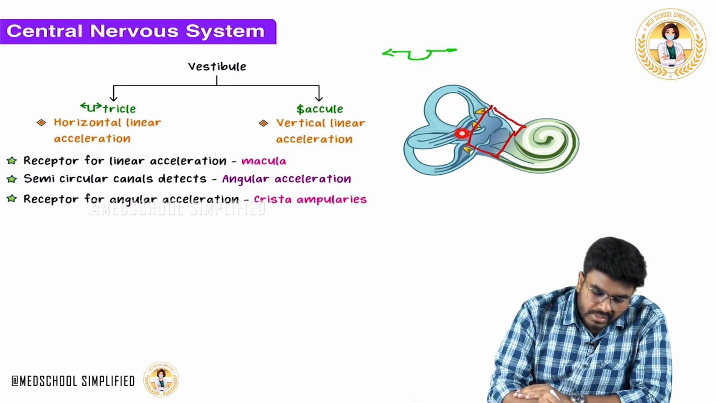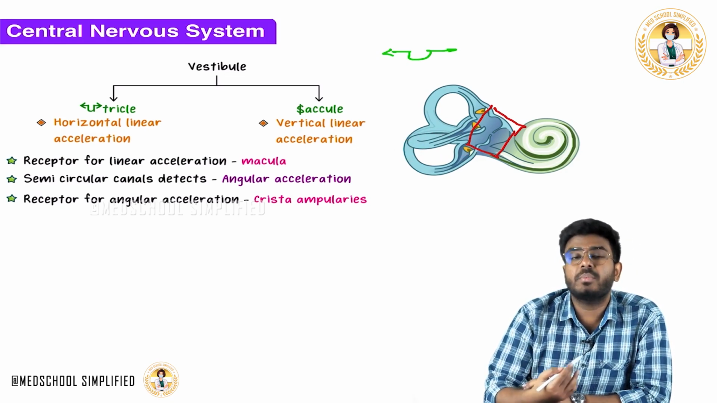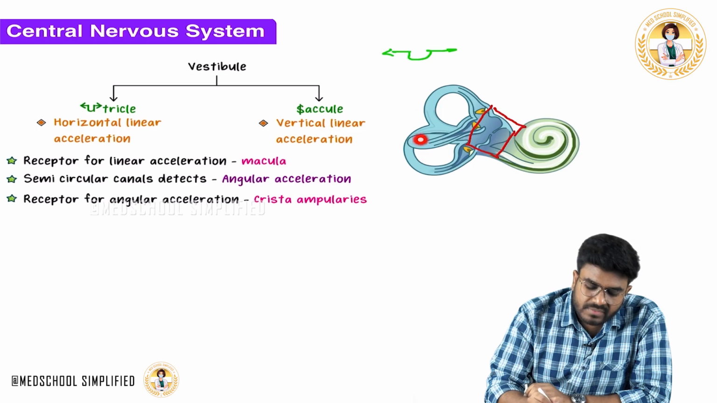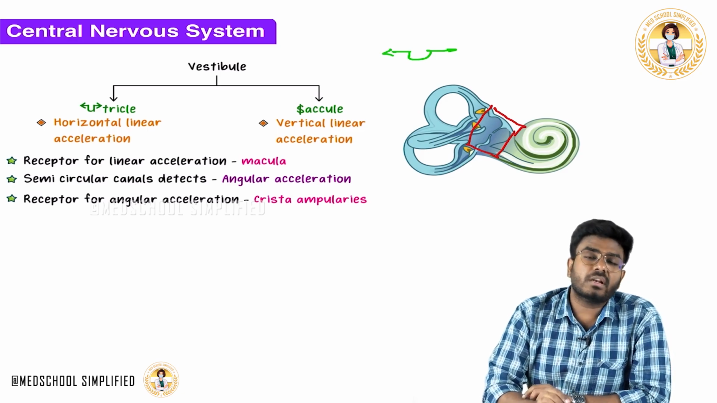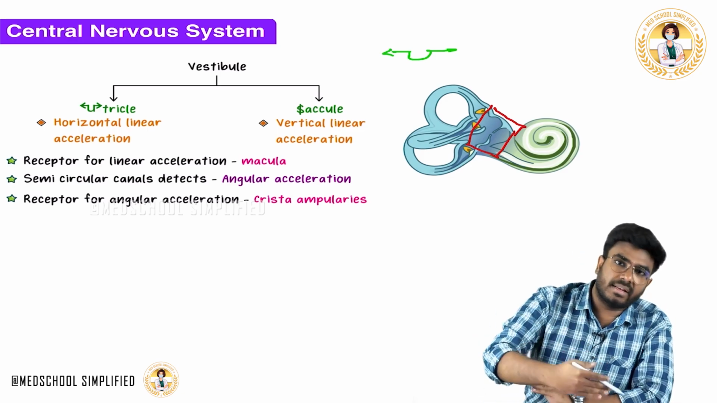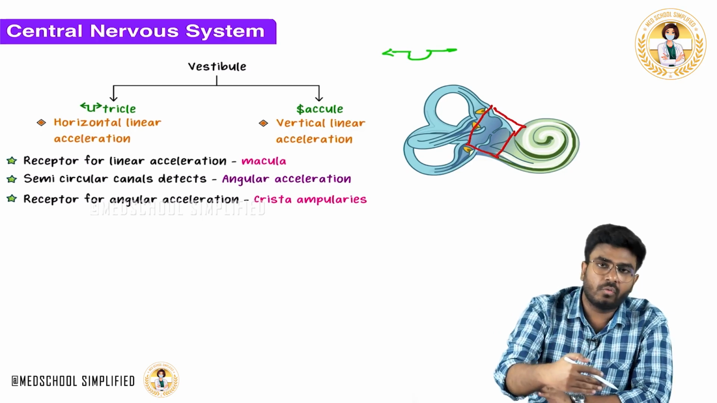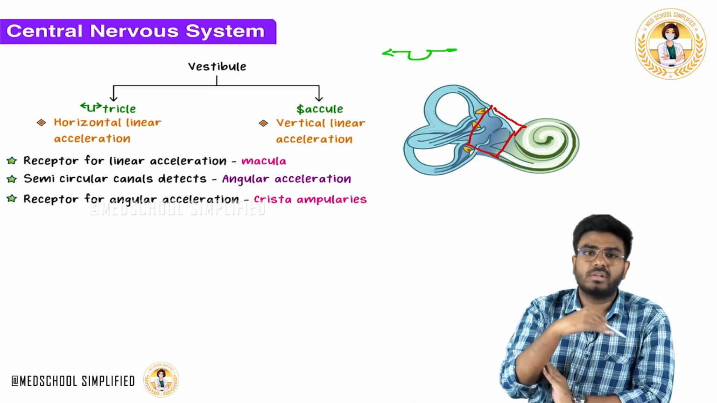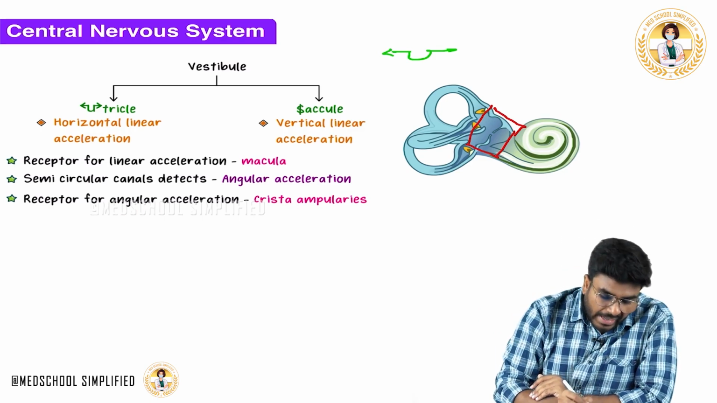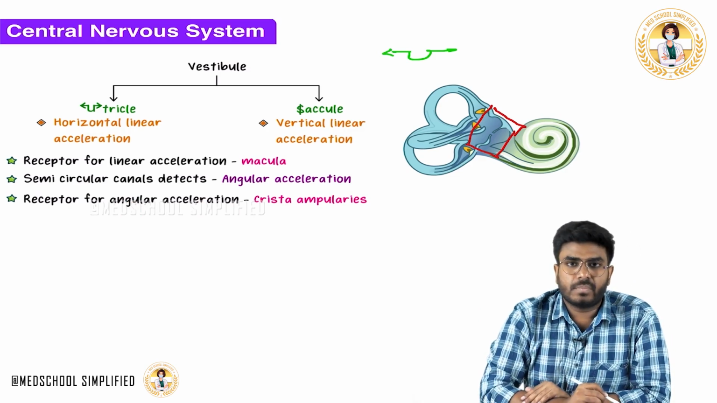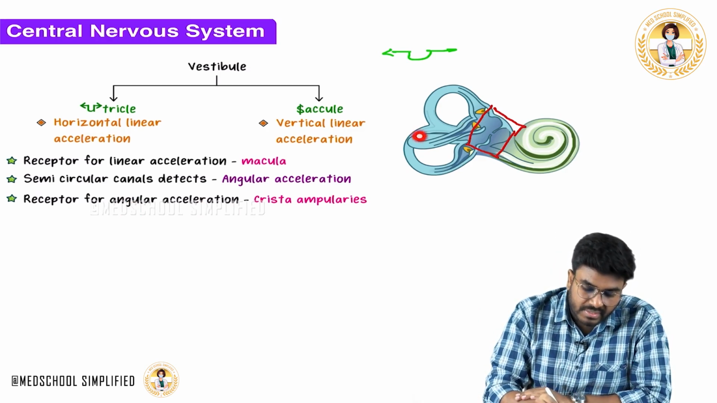Completed. Now let's talk about the semicircular canals. How many semicircular canals are there? There are 3 semicircular canals present. Now what is the use of the semicircular canals? These semicircular canals detect angular acceleration, like the body bending forward, backward, or sideways. So angular acceleration is detected by the semicircular canals.